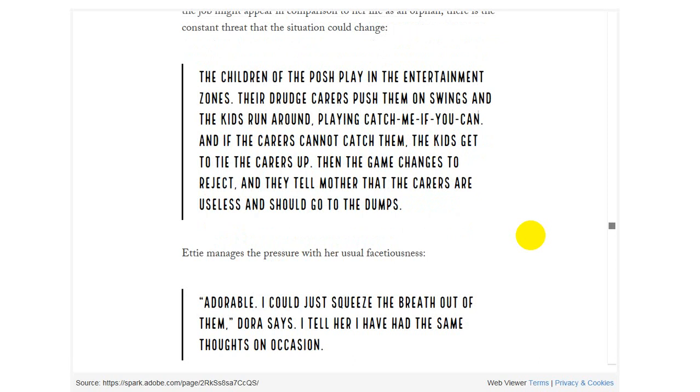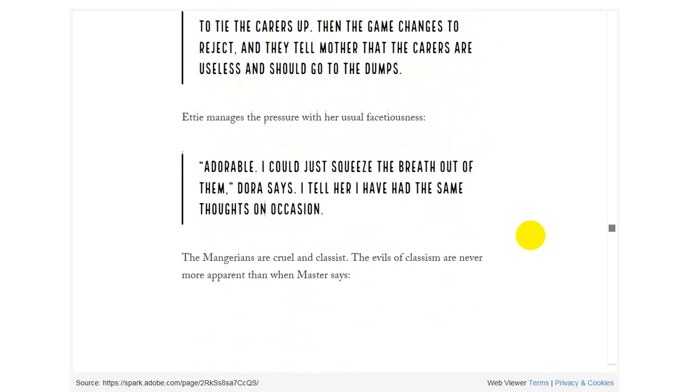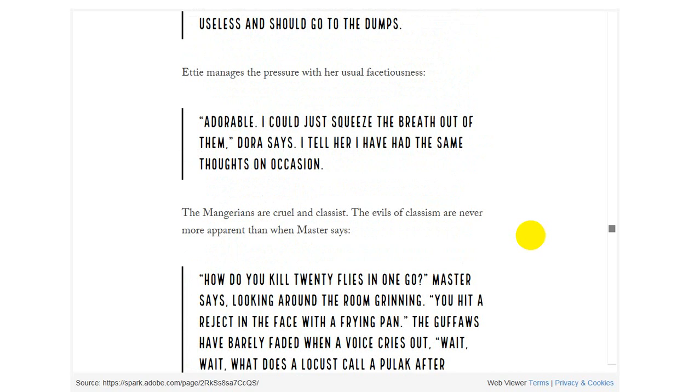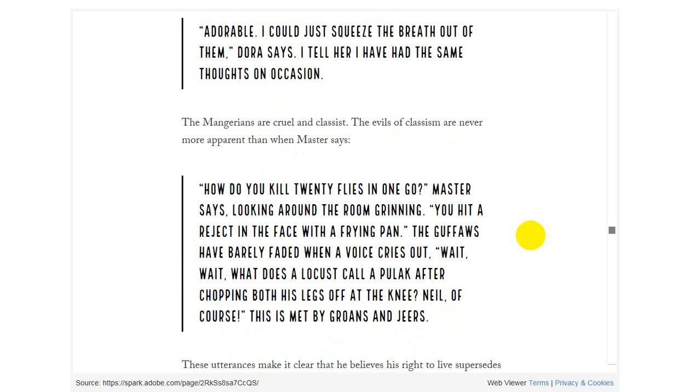They're treated horribly, because if they don't, they could land up in the dumps with nothing. Etty manages the pressure with her usual facetiousness. "Adorable," she says of the children. "I could just squeeze the breath out of them," Dora says. I tell her I've had the same thoughts on occasion.